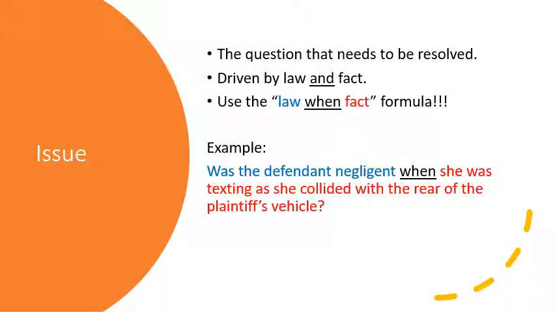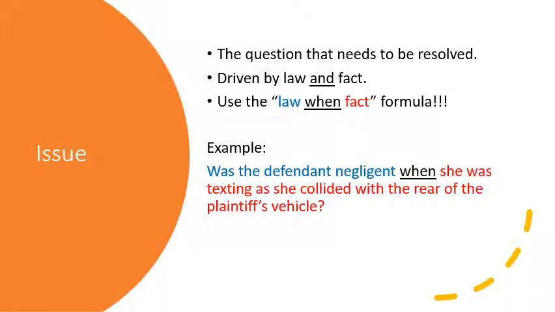Let's start with discussion of the issue. This is the question that needs to be resolved. Sometimes there's an overall issue, the big question, like did someone commit a crime? Did someone commit a burglary? But then we're going to see that there are sub-issues, components that have to be answered before we can answer that general overall question. Issues themselves are actually driven by the law and the facts.